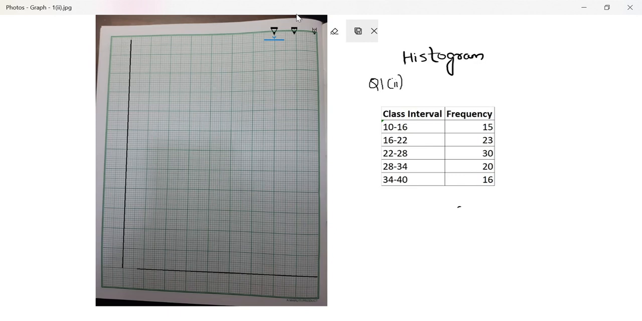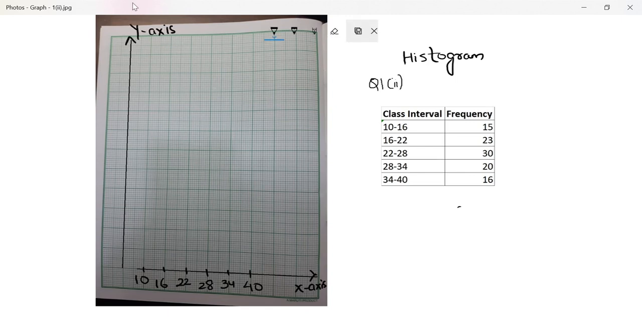Let's see. It says class interval is 10 to 16. It's starting from 10 to 16 and then each class size is 6 and the frequency is 15, 23, 30, 20, 60. So let's first draw. Each break I am taking as 6, right? So this is 10, 16, 22, 28, 34, 40. Perfect. I mark this as x-axis and I mark this as y-axis.